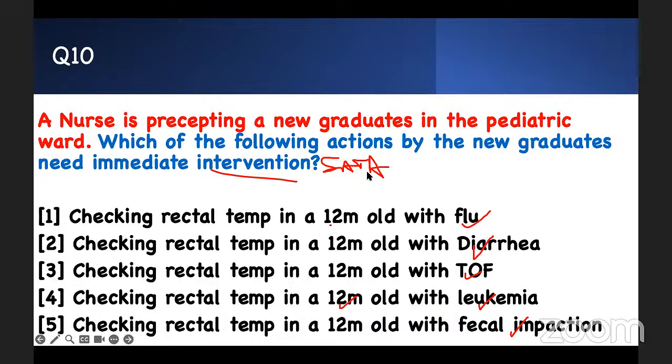Select or apply. Which one do you need to intervene? That means they're doing something bad. And like I told you, it's a concept. If you know the concept, this question is easy. One concept. So which of these 5 do you need to intervene?